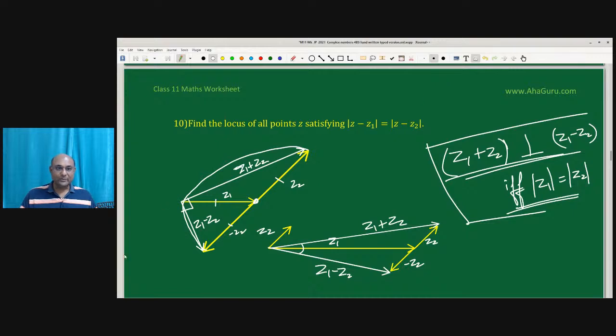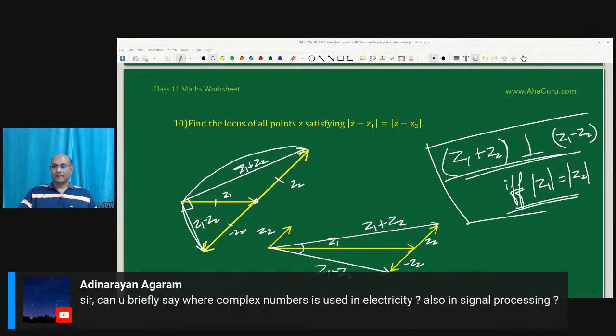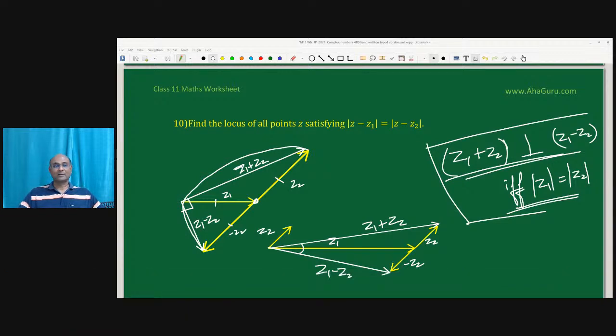So let us go ahead, look at question number 10. How many have answered? Adinarayan, the whole of electricity, particularly AC circuits, you model it as complex currents and complex voltages. So whole of signal processing is all done with complex numbers. So I can't tell you where it is used. It's used everywhere. Engineering is entirely complex numbers.